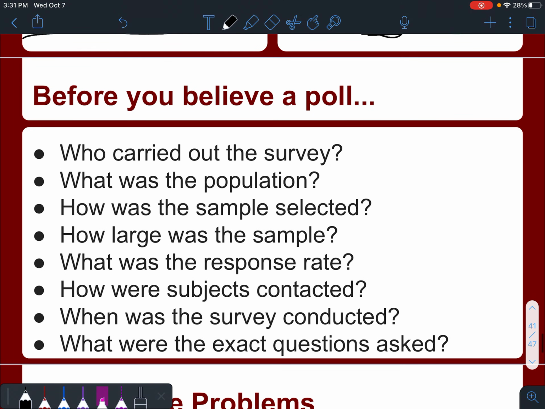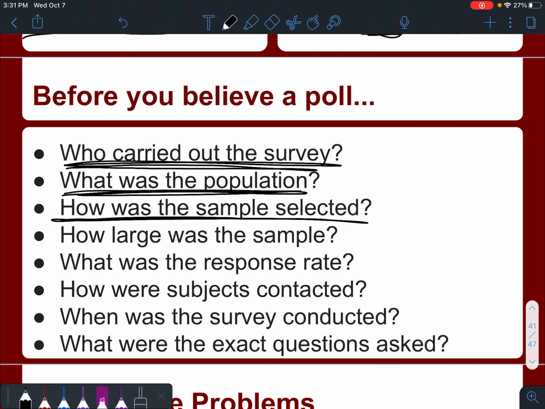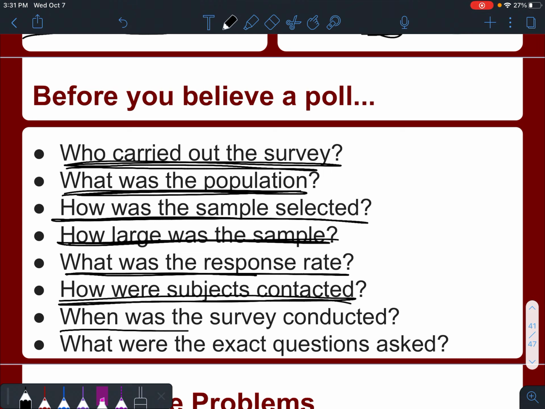Before you believe a poll, so this kind of sums up just about everything we've talked about, and I'll have you do a little poll, dig into the fine print of a poll here as a project for tomorrow. But before you believe a poll, what you want to do is find out who carried out the survey, what was the population, how was the sample selected, how large was the sample, what was the response rate, how were the subjects contacted, when was the survey conducted, and what were the exact questions asked.